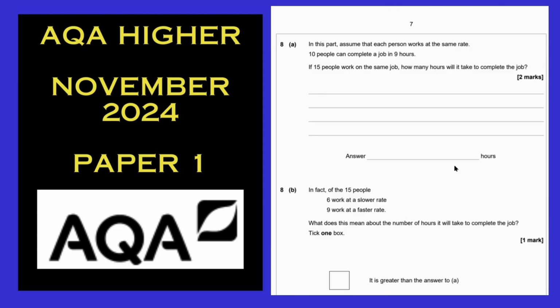Number 8, we are assuming every person works at the same rate. 10 people do the job in 9 hours, get them multiplied. That means 90 hours required in total. If we've got 15 people working on the same job, we need to do 90 divided by 15. You may be able to do mental arithmetic to get 6.